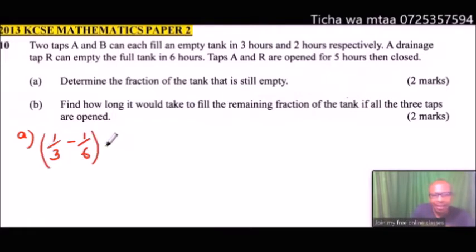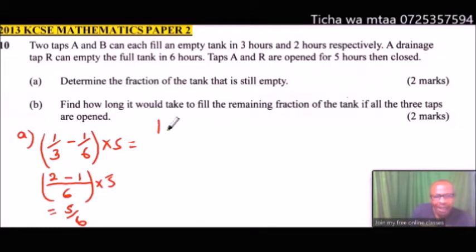The taps are open for 5 hours, so you multiply by 5 hours. You can get the LCM here, it is 6. 6 divided by 3 is 2, minus 6 divided by 6 is 1. 1 times 1 is 1, and this is 1/6. When you multiply by 5, you get 5/6.